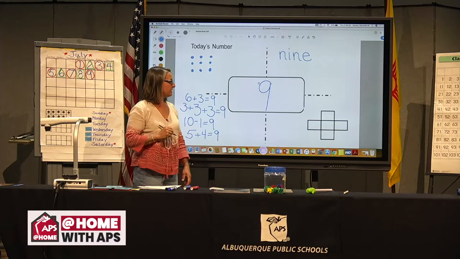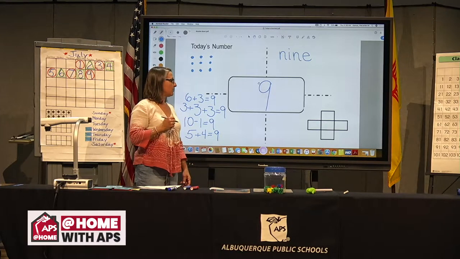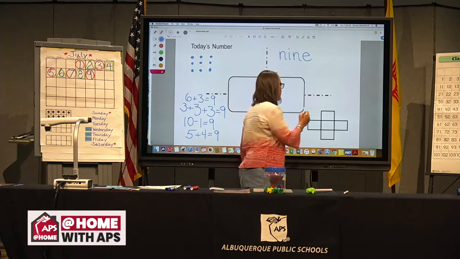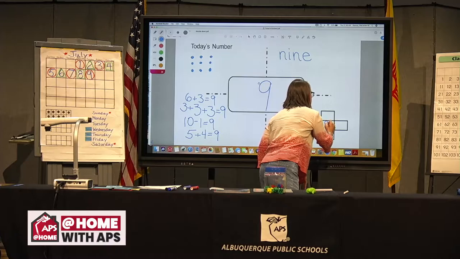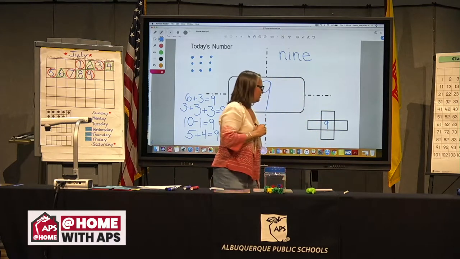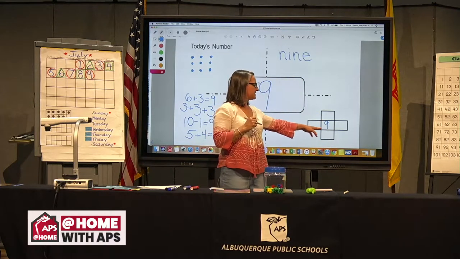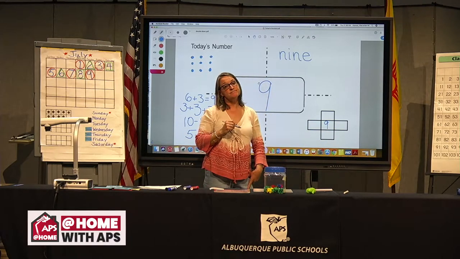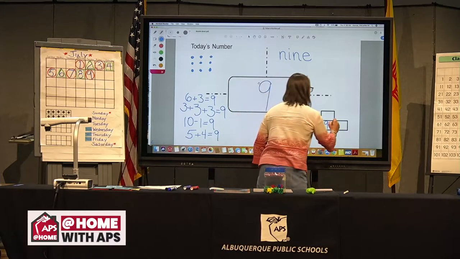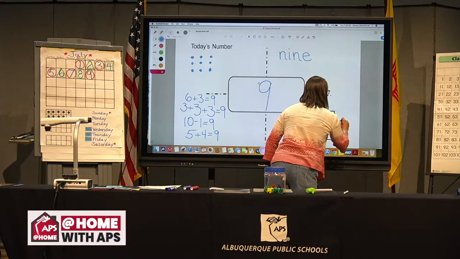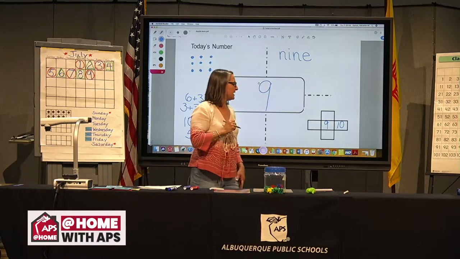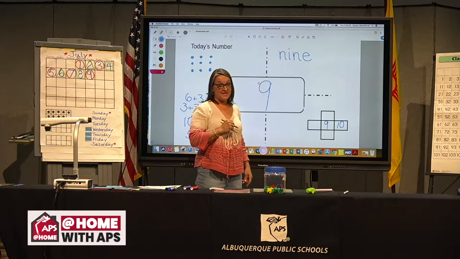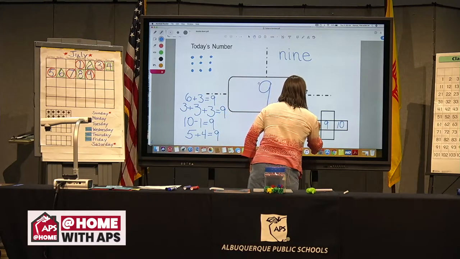Okay, let's place 9 on our hundreds chart chunk over here. So we get 9 here in the middle. What number comes right after 9? One of our favorite numbers to use. That's right, it's 10. What number comes right before 9? Yes, 8 comes right before 9.